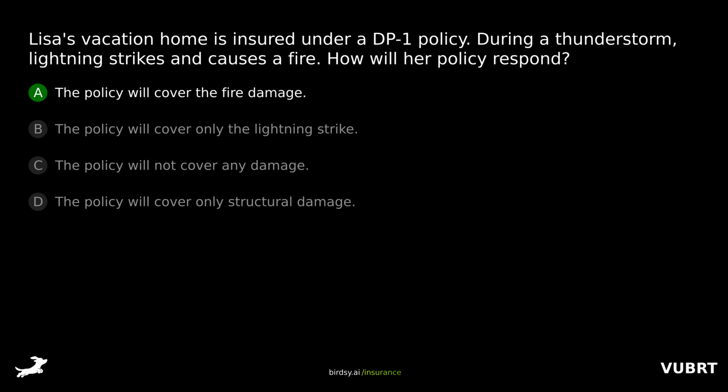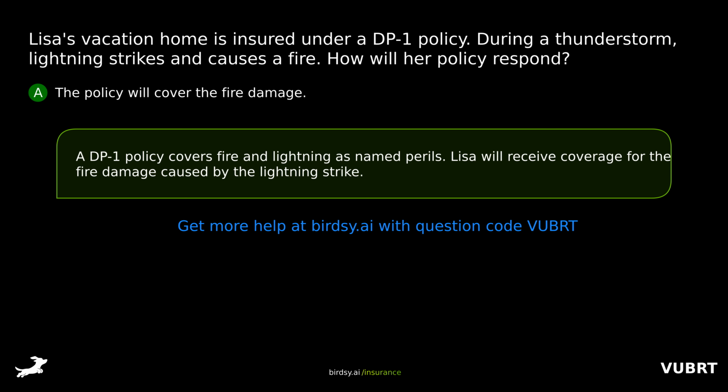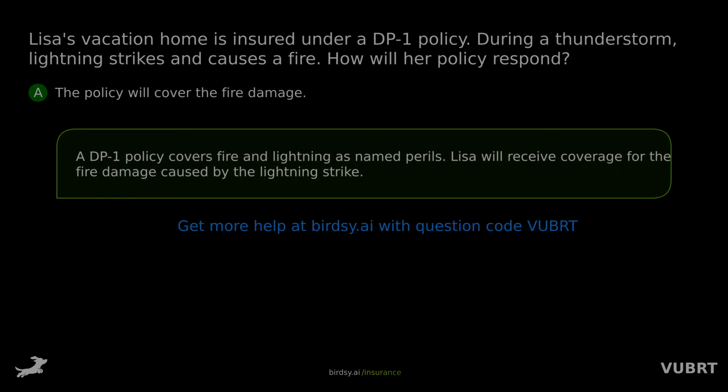The answer is A, the policy will cover the fire damage. A DP1 policy covers fire and lightning as named perils. Lisa will receive coverage for the fire damage caused by the lightning strike.